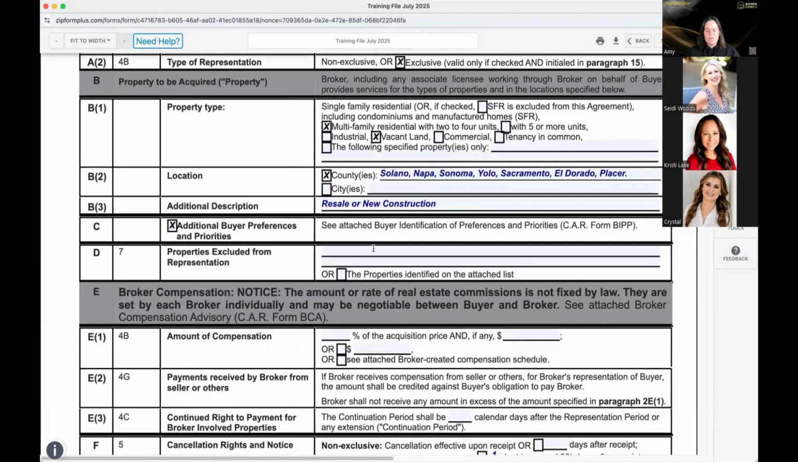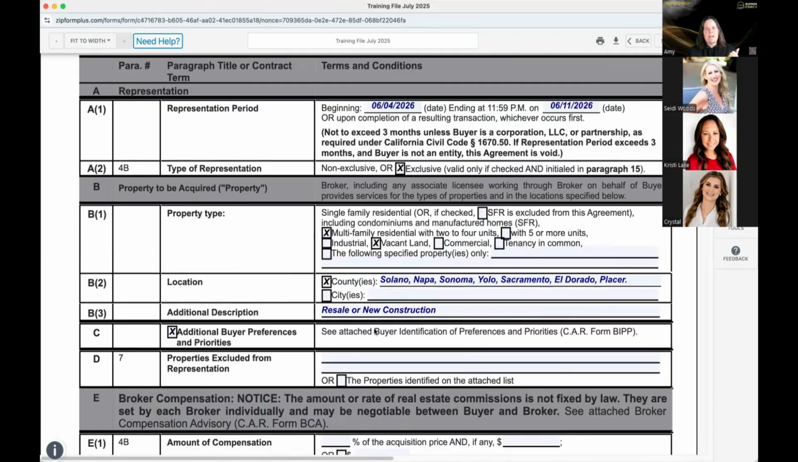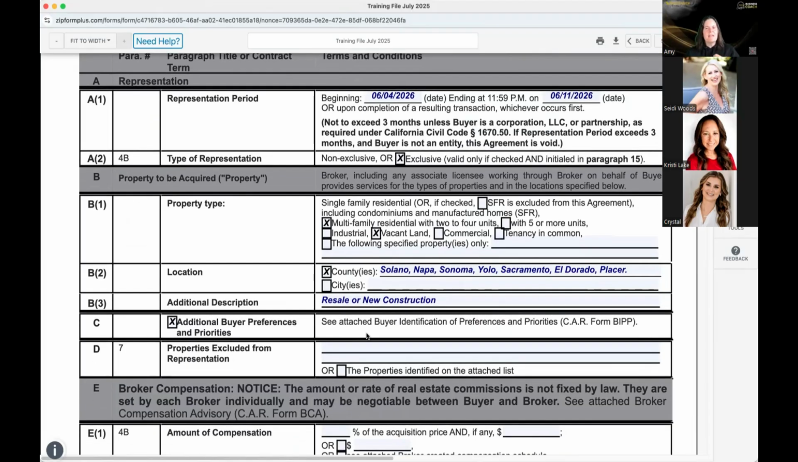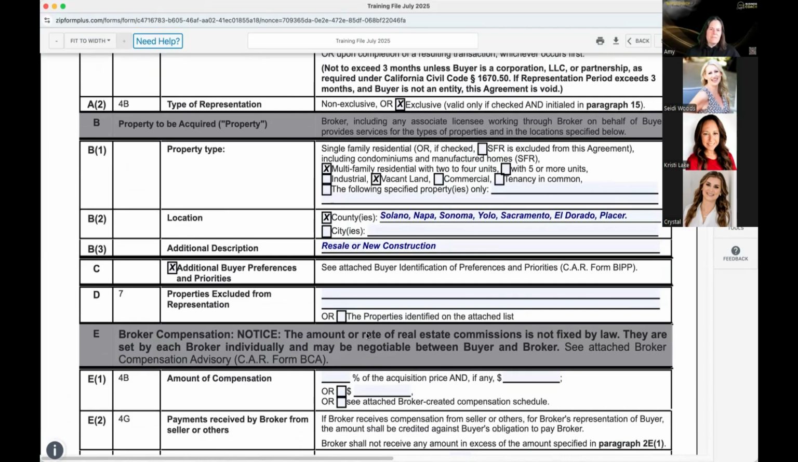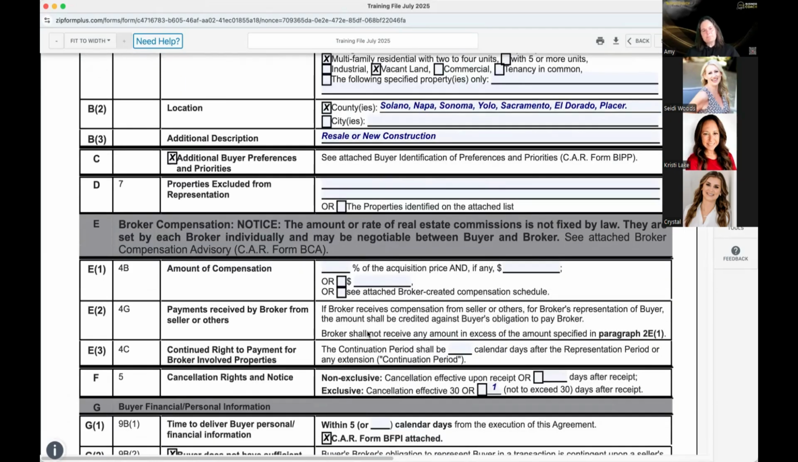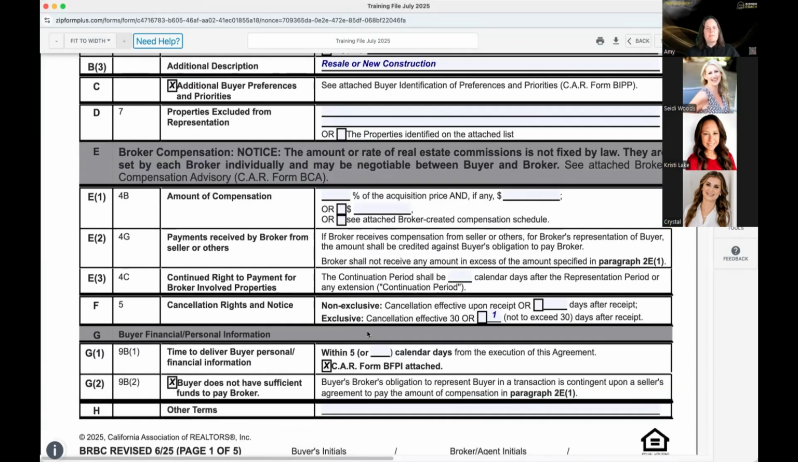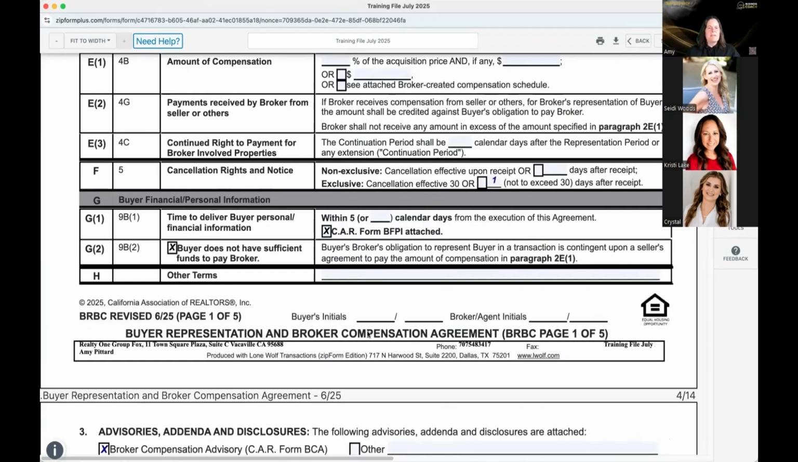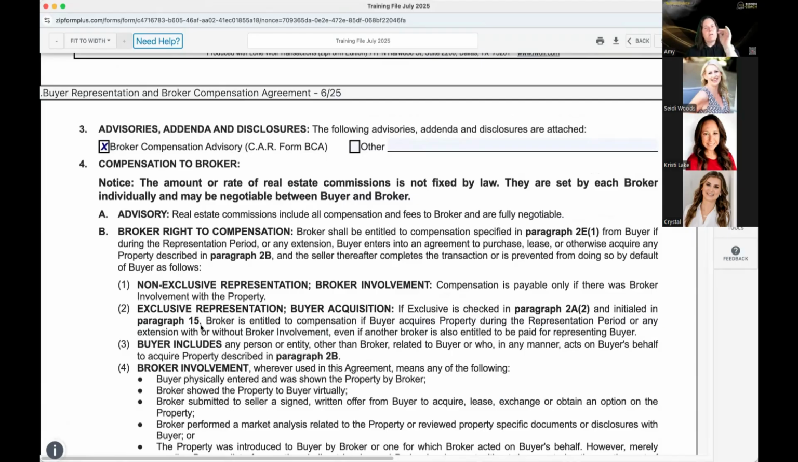Okay. So far we've talked about the modification of terms, the buyer's property, the BIPP. What's it stand for? The buyer's identification of preferences and priorities form. We'll cover that next week. The buyer financial information form, right? The BFPI.